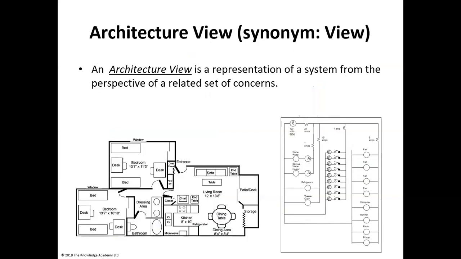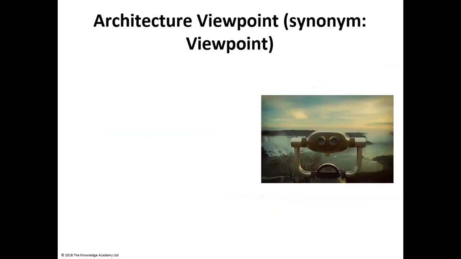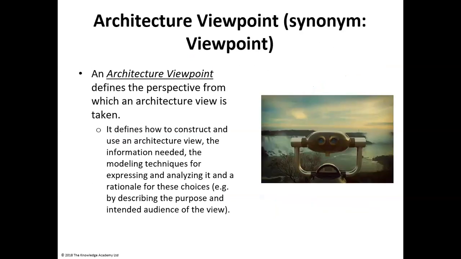And the next one, what is a view? This is the example of a house. I create a blueprint for a house, it's a view. A view is a representation of a system, in simple terms, from the perspective of the client's concerns. So based on the concerns of the client, you create a blueprint. We call that an architecture view. Now, what is a viewpoint? A viewpoint is an individual perspective. It defines the perspective from which an architecture view is taken.